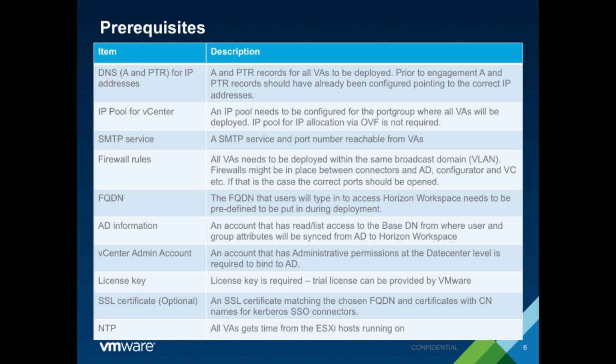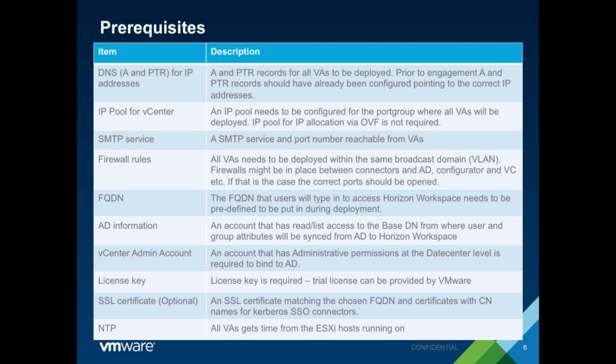Workspace Portal supports Active Directory as a user authentication backend. So we need Active Directory information. We need an account that has read and list access to the distinguished name values from where you want to sync your access. And it's important to keep in mind that a best practice is to use a read-only account. Workspace only reads information from Active Directory. It doesn't make any changes. So the best practice recommendation is to use read-only accounts.